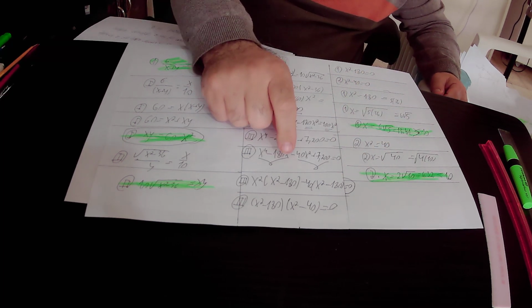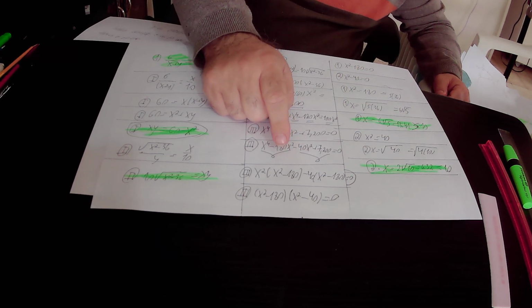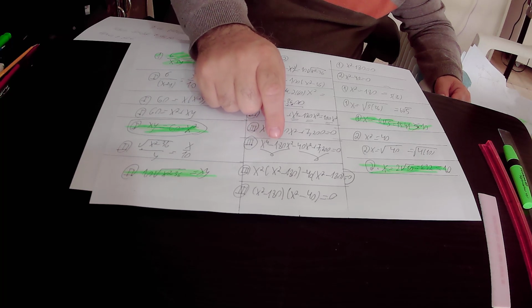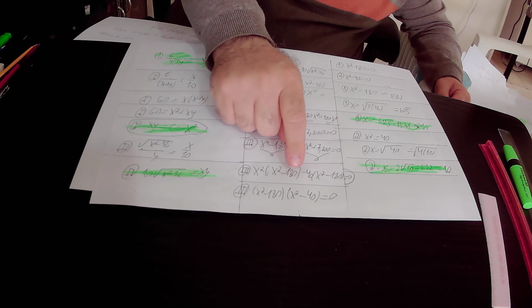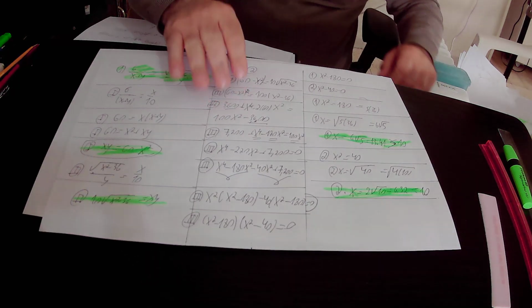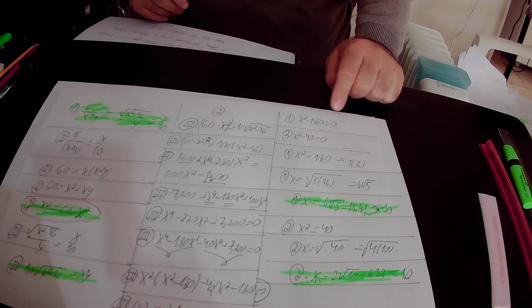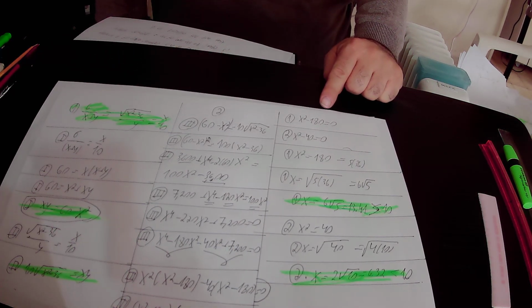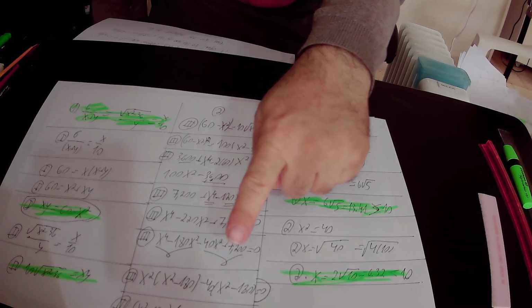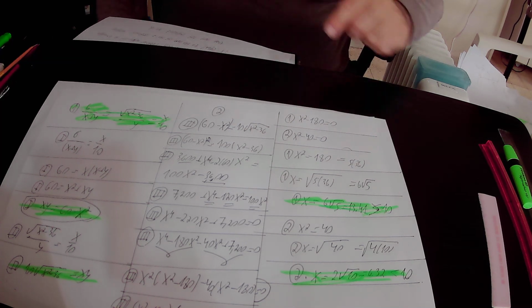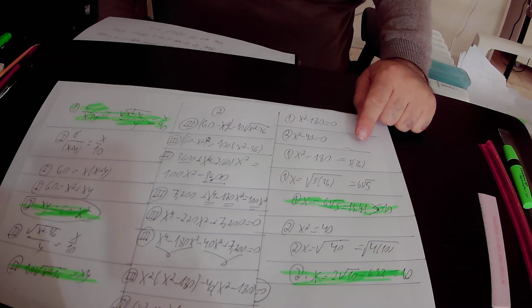Then we took x squared minus 180 as a common factor, and inside the brackets what we have here is x squared minus 40. So here we have two possible solutions for x. The first solution is x squared minus 180 equals 0, and the second solution is x squared minus 40 equals 0. So according to the first solution, x squared will be equal to 180.